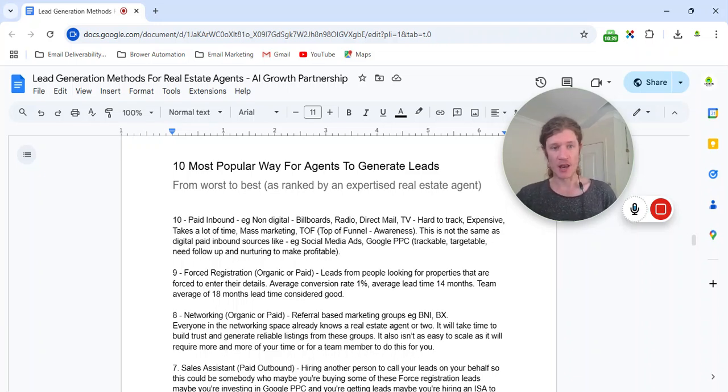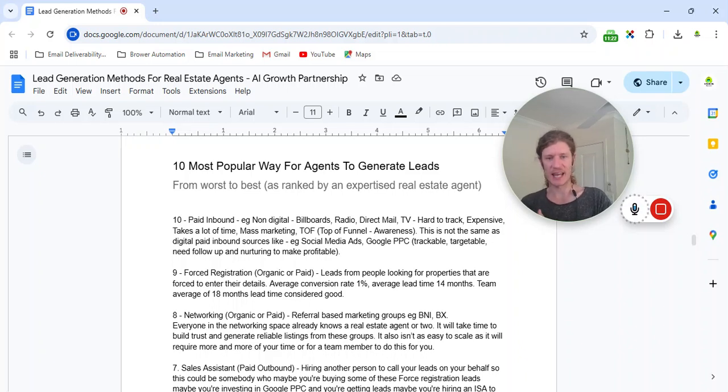Okay, so number 9 next is forced registrations. These are leads that are coming looking for properties, and they are forced to enter their details. On average, they have a low conversion rate of around 1%, and they take about 14 months. These are really early stage, really long time frame converting leads. And in a team dynamic, a good team that's using this, you might take 18 months to have that lead convert, and that might be considered good on that mass scale of having a team performing this tactic.